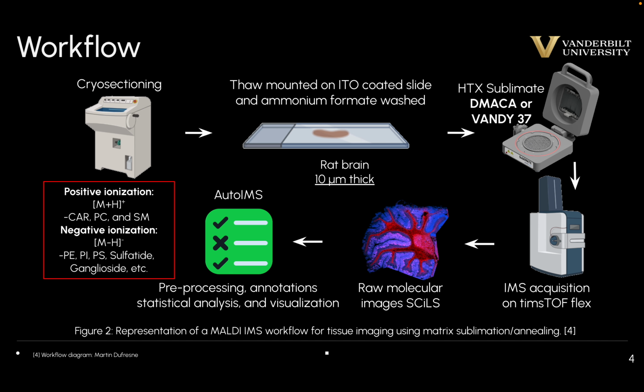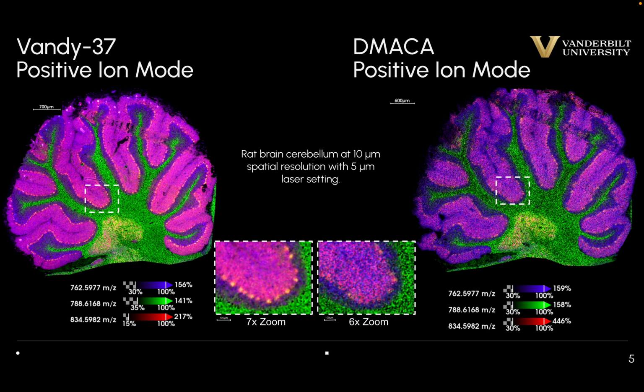Then, because this wasn't high resolution imaging, I could use either DMACA for negative mode or Vandy 37 for positive mode as the matrix to be sublimated. And then to get the IMS data, we used a timsTOF flex at a 5 micron resolution setting. Then to get our images, we used SCiLS Lab to create our raw molecular images and combine our ion images. Then, if we want to further push our analysis, we can also do statistical analysis or pre-processing, which can be done to our IMS data. And so here is what the outcome of this workflow looks like.